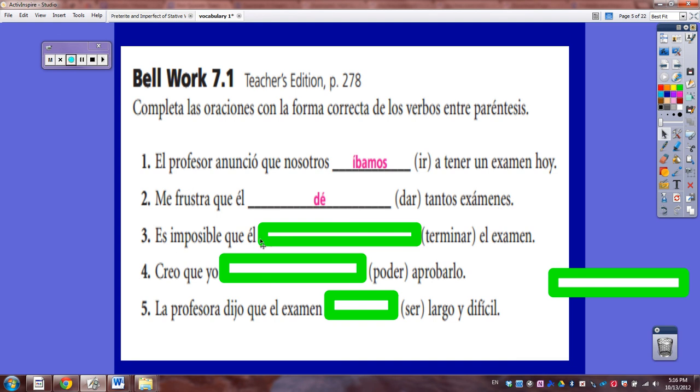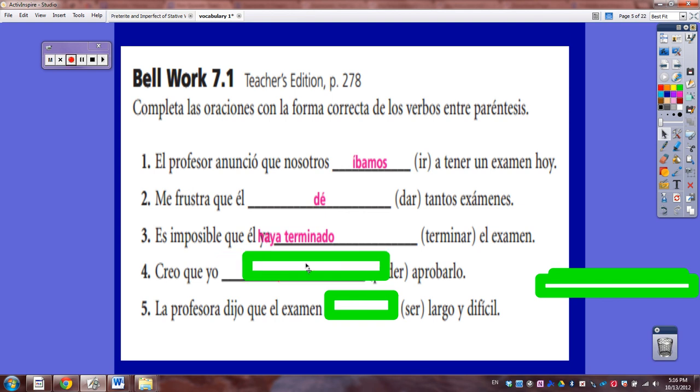It's impossible that he finishes the test. Well, haya terminado. This one's using the present perfect. No, present perfect subjunctive. There's a haya right here. You can't really see it. But haya terminado. It's impossible that he has finished the test. I believe that I can pass it. That's regular old present tense. Because it's a belief, that means it's indicative.